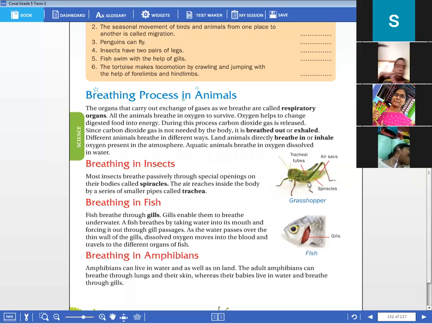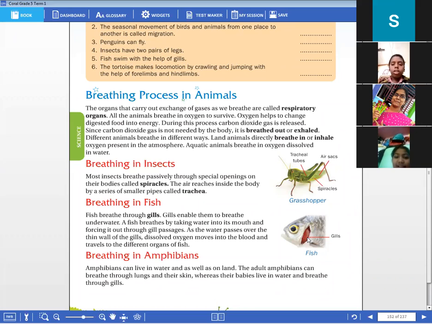Fish breathe through gills. If you observe a fish, children, you may all have an idea about fish. There are openings like this. At the face of the fish, there will be two to three openings like this. These openings are called gills. A fish breathes by taking water into its mouth and forcing it out through the gill passage. All the water passes over the thin walls of the gills. Dissolved oxygen moves into the blood and travels to the different organs of the fish.